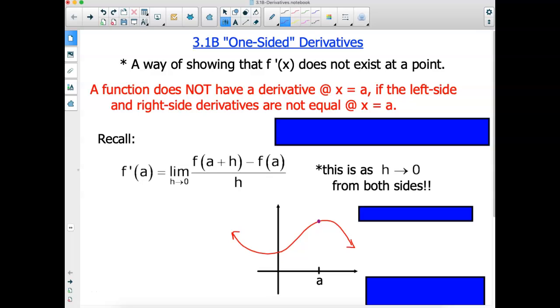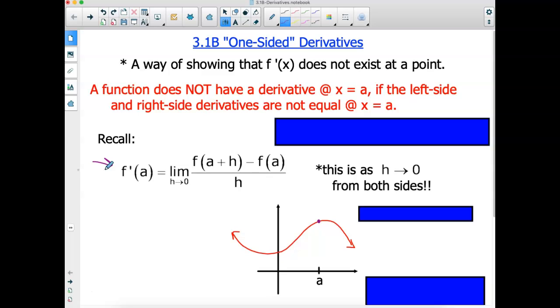Okay, good morning. We're continuing on with section 3.1 here. I'm labeling this one B, one-sided derivatives. Just try to understand that one-sided derivatives are nothing more than taking our limit and evaluating it on both sides of zero, meaning we're taking this limit right here, which is the definition of the derivative. It's not any old limit. It's a very special limit that is showing the derivative or the slope of a curve, okay?